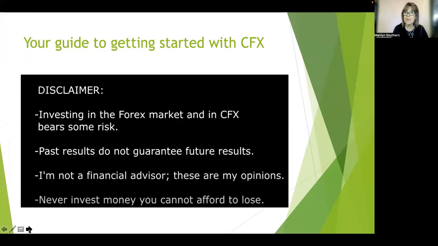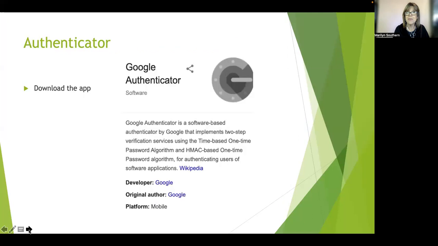Your guide to getting started with CFX. Disclaimer, investing in the foreign exchange market can be risky. Please only ever invest or spend what you can afford to lose, or nothing you're going to lose sleep over at night. And I'm not a financial advisor. This is my opinion and my experience. And because we've enjoyed past spectacular results with CFX, does not guarantee that our results in the future will be as good, because we cannot guarantee any profits in any real-time trading activity. That said, let's get underway.